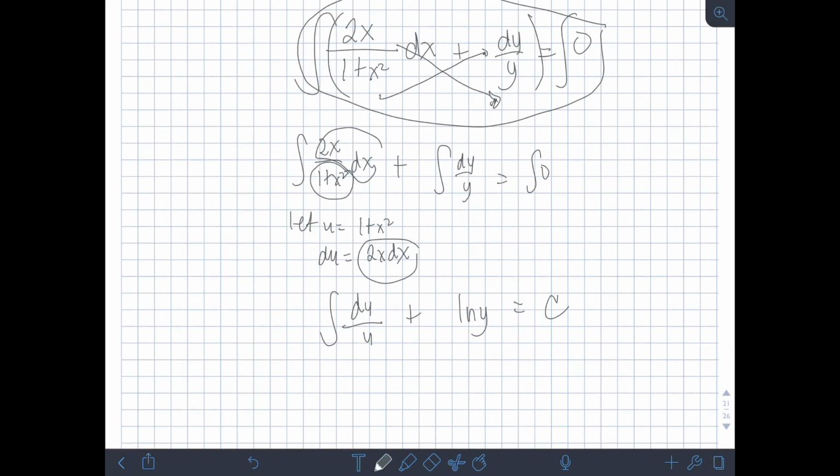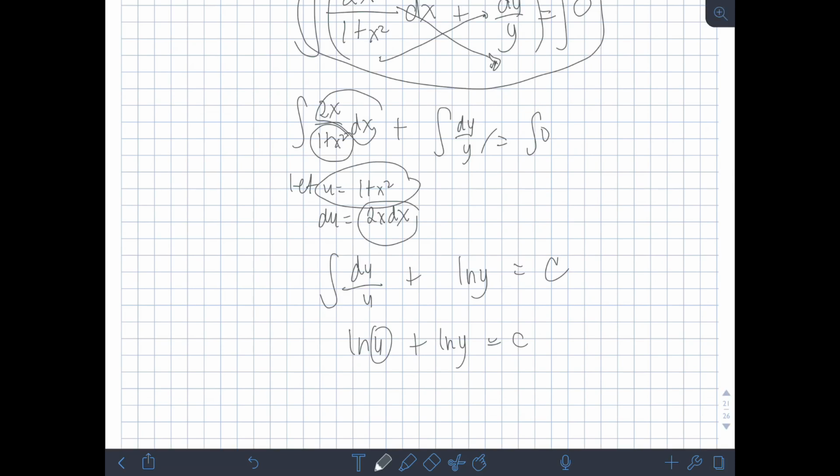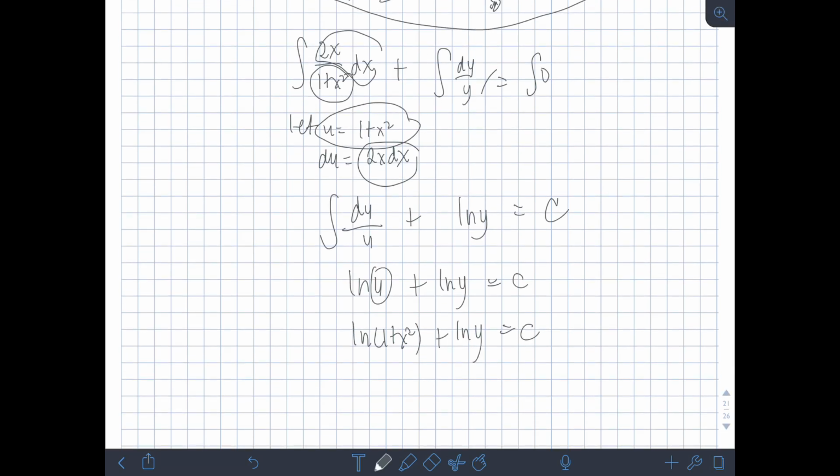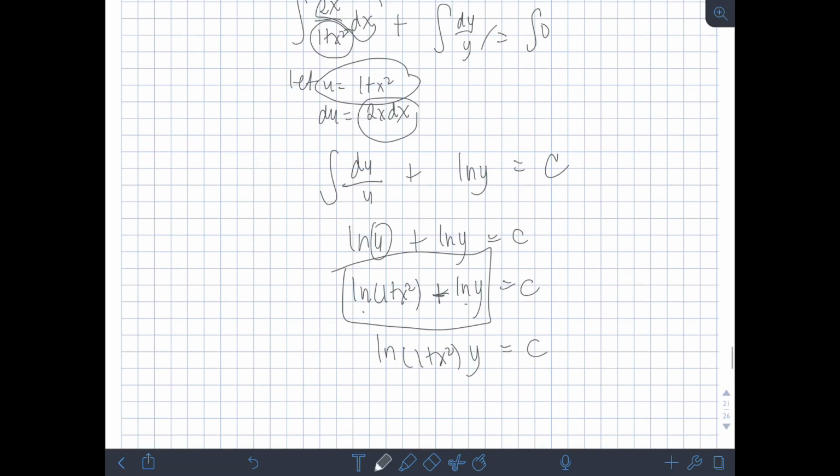C. Okay? Tapos ito integrate natin. Parang ln u na lang din to kasi du over u, parang itong dy over y. Plus ln y is equals to c. Tapos yung u, originally, ano ba yon? 1 plus x squared, diba? So, substitute ngayon dito. ln of 1 plus x squared plus ln y is equals to c. Ngayon, pwedeng i-apply yung property of logarithm, diba? So, kapag meron kang plus, tapos same base, pareho silang ln, diba? So, base e. So, pwedeng pagsamahin. ln of 1 plus x squared times y is equals to c.